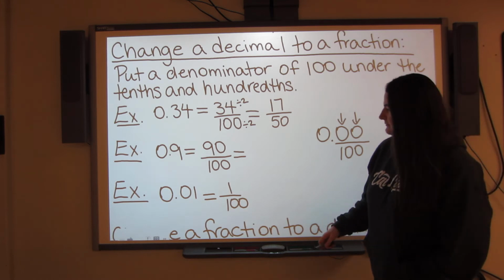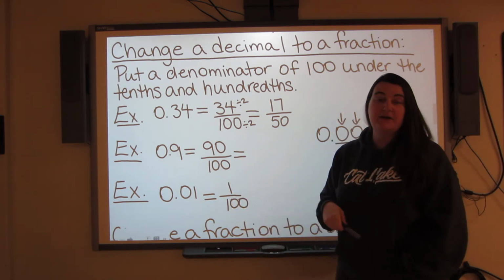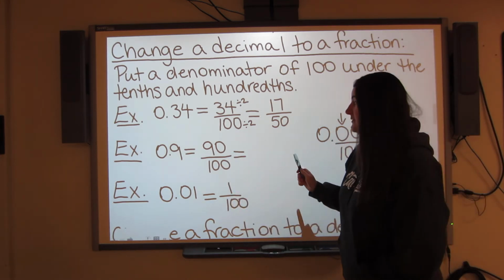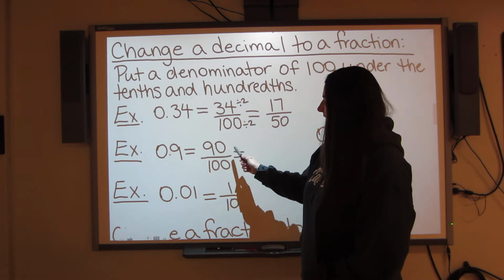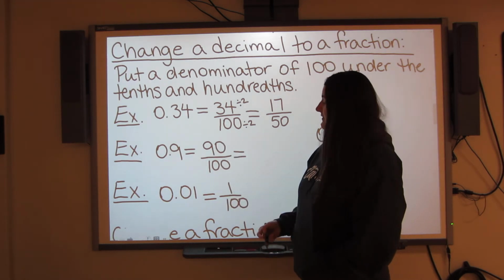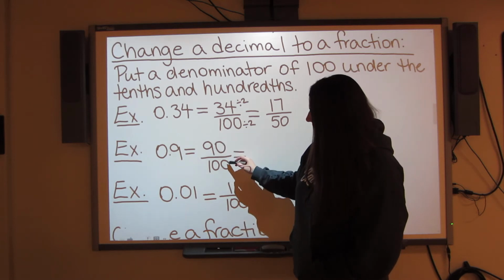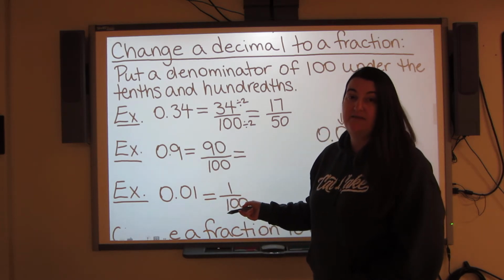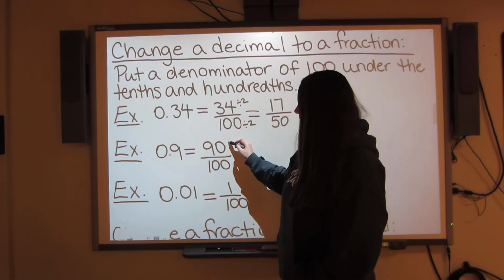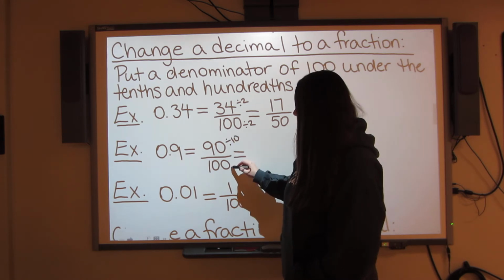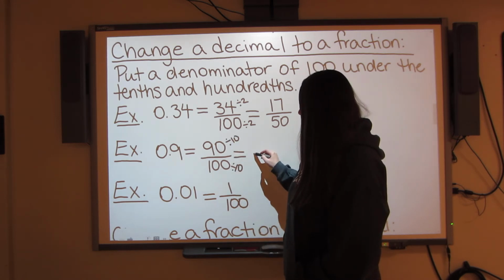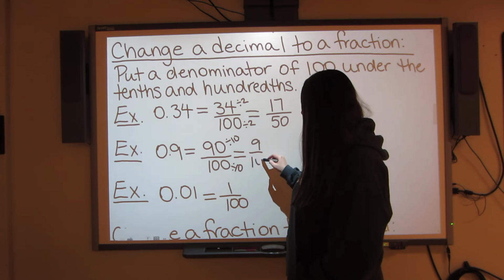All right, so 90 over 100 still needs to be lowest terms. 90 and 100 can both be divided by 10. This one's super easy. If they both have zeros at the back, you know that you can divide them by 10, and you end up with 9 over 10.